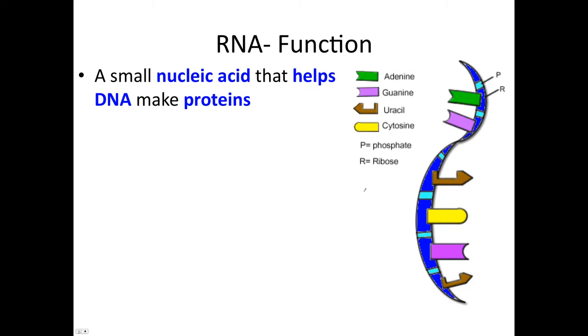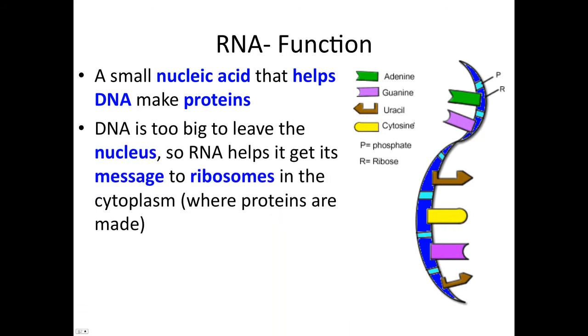RNA is a smaller nucleic acid that helps DNA to make proteins. Since it's smaller, it's only composed of one strand. The reason why we need RNA is that DNA is too big to leave the nucleus. Remember, the nucleus in a cell is where the DNA is found. So what RNA does is it basically copies DNA, and it is small enough to leave the nucleus and move to the ribosomes. Remember those tiny little dots that are making proteins. So the RNA is traveling through these ribosomes, and out comes a protein.